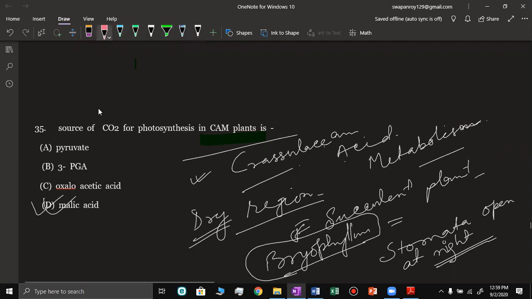Remember that in the C4 plant also it is malic acid. Initially oxaloacetic acid is formed, and oxaloacetic acid is converted into malic acid. In the case of the CAM plant, this malic acid is stored throughout the night, and during the daytime the malic acid breaks down.